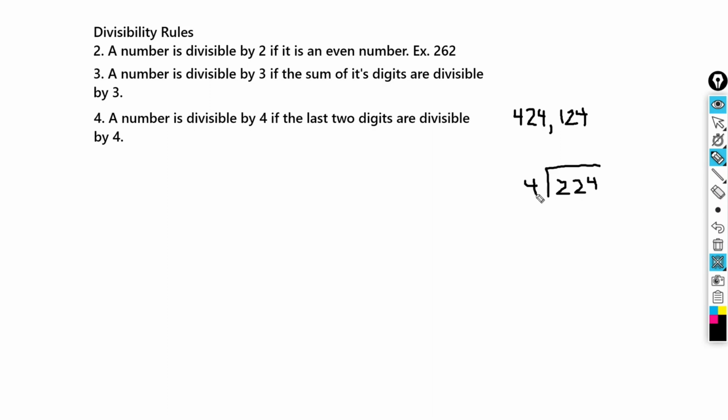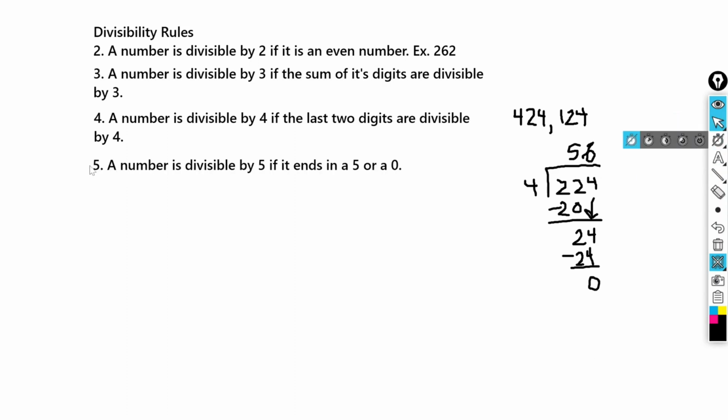4 will go into 22 5 times. And 5 times 4 is 20. So 22 minus 20 is 2. And then we bring down the 4. And 4 goes into 24 6 times. And we're going to have a remainder of 0. So this number is divisible by 4.